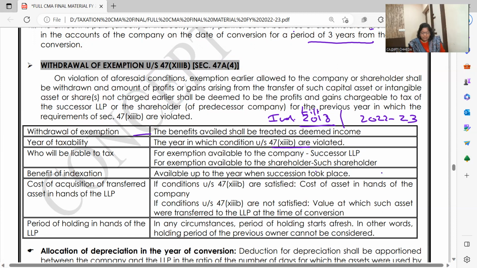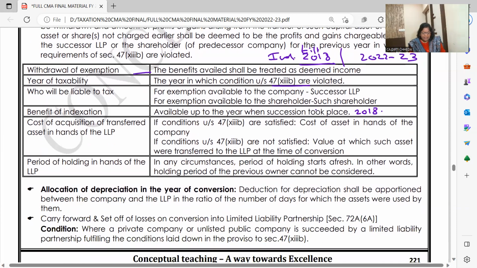So till the succession took place, the benefit is available. The succession took place in 2018, so till 2018 you will get the benefit. Cost of acquisition: what is the cost of acquisition of assets in the hand of the LLP?